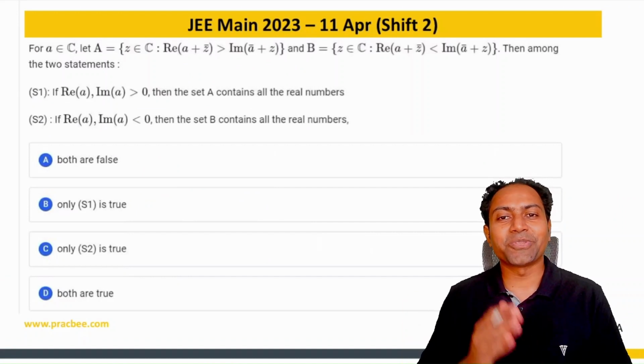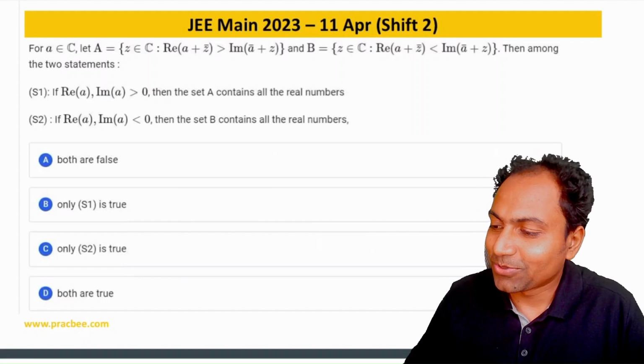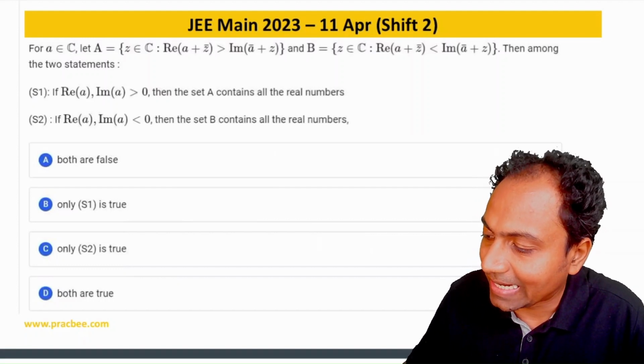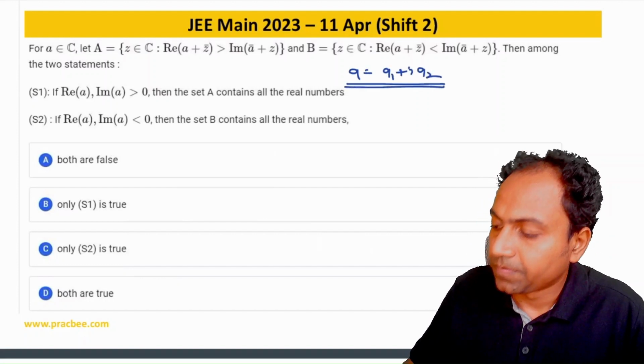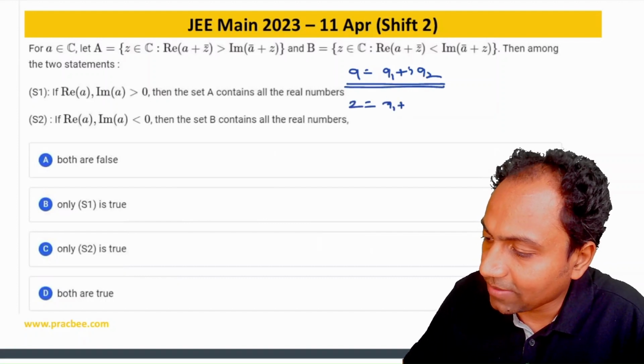Now let us look into this next question of 2023. This question does nothing but plays on your confidence. So if you write what they are asking in the question, let us say that a is also a complex number. So let us write this as a1 plus i a2. Once you have done that, let us also write z as nothing but x plus iy.